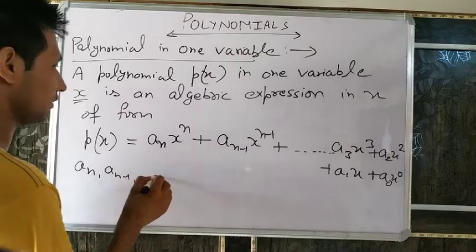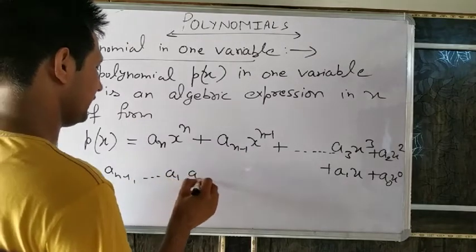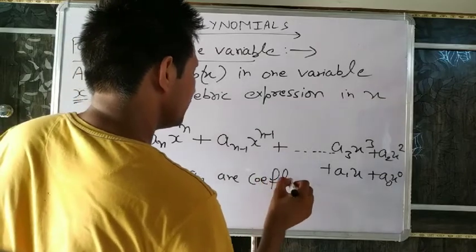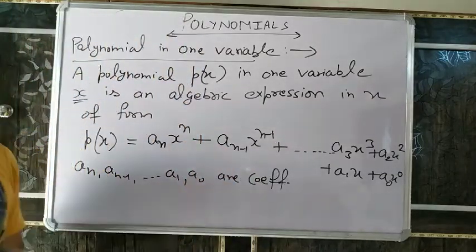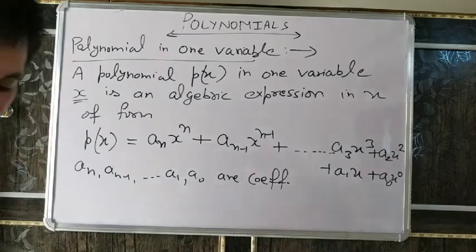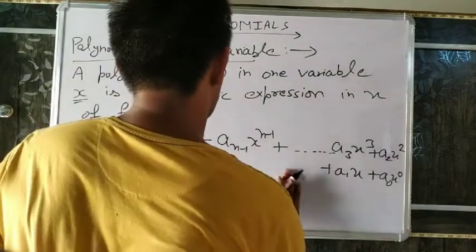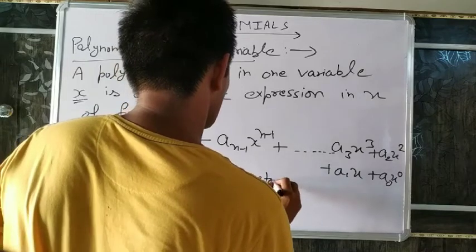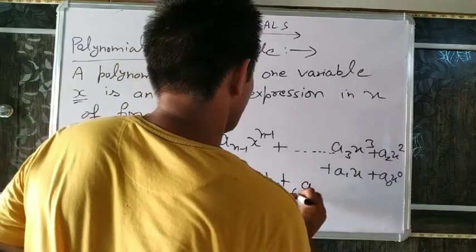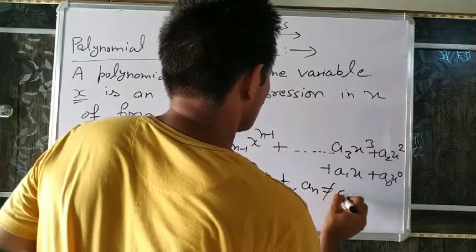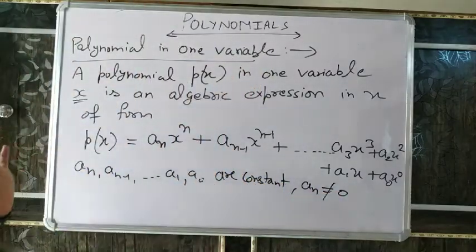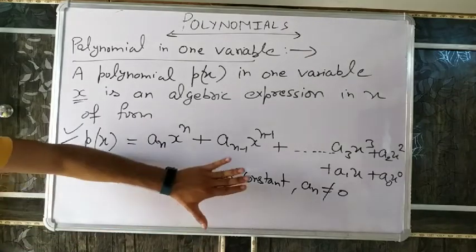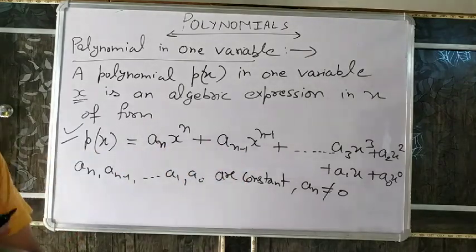Now understand what is there. I am writing a_(n-1), dot dot dot, a1 and a0 are coefficients of this. Understand? And otherwise you can say they are constants, and a_n is not equal to 0. Now I am explaining it. These are only what we write here, a general case of a polynomial in one variable.